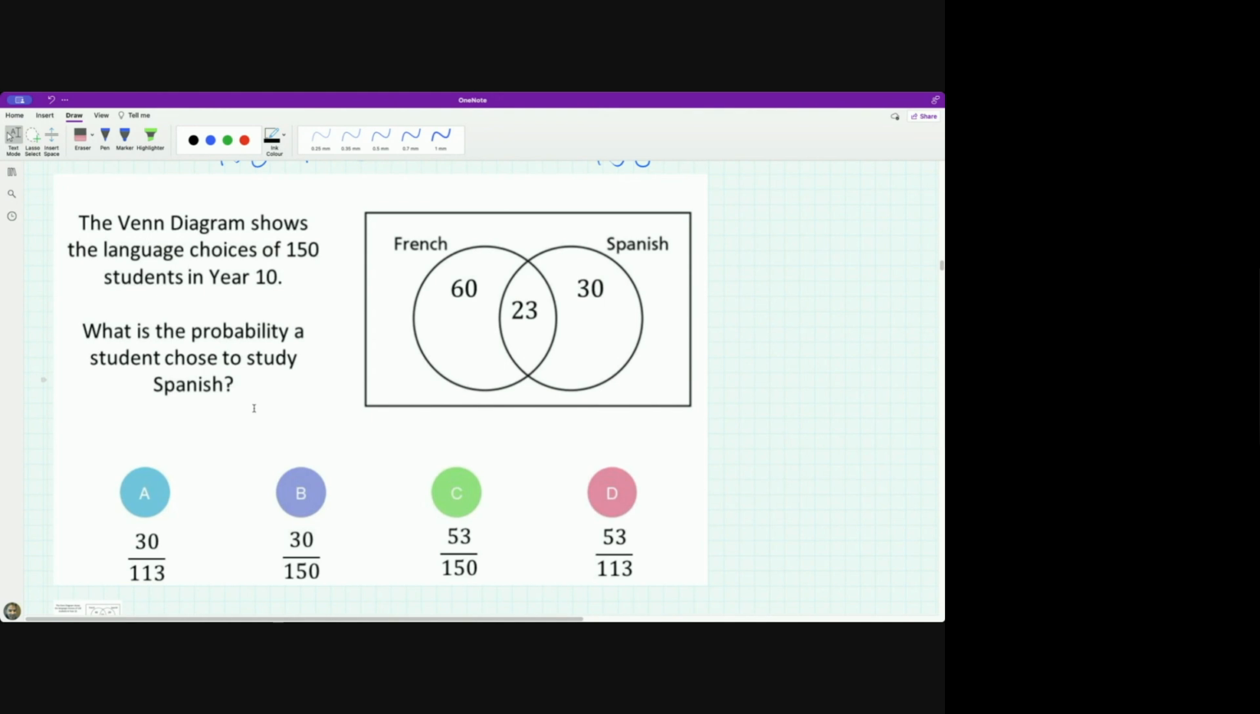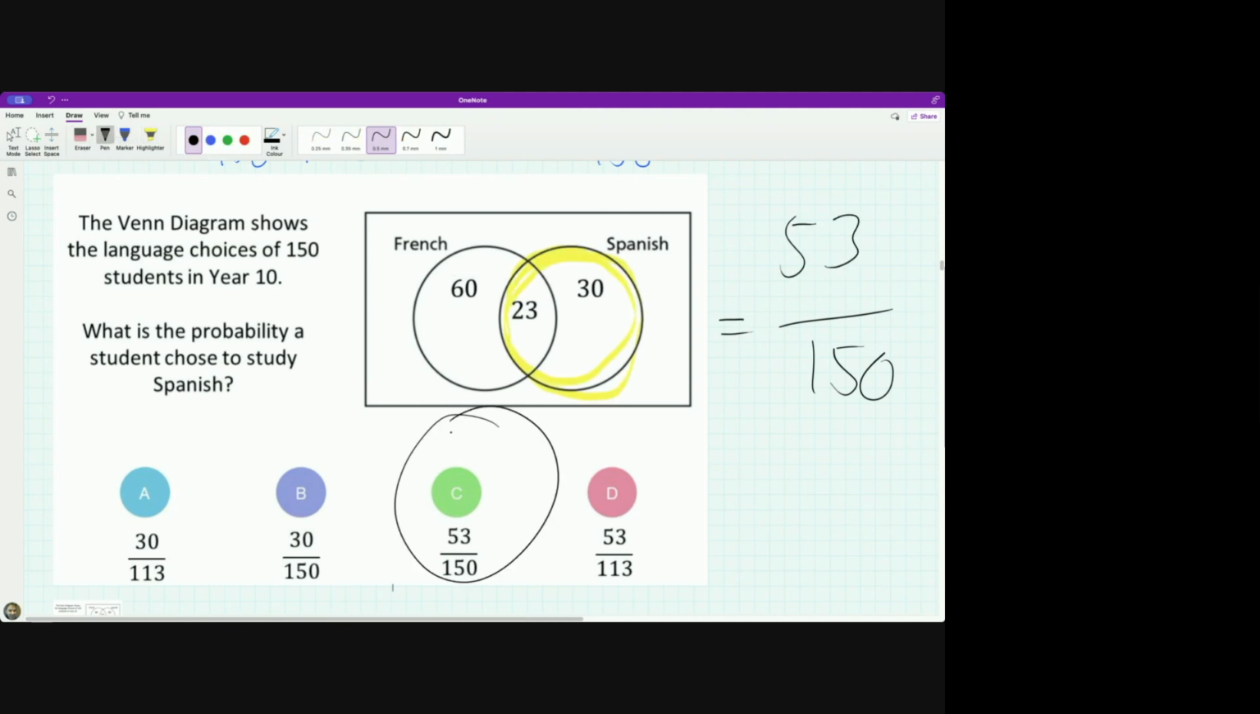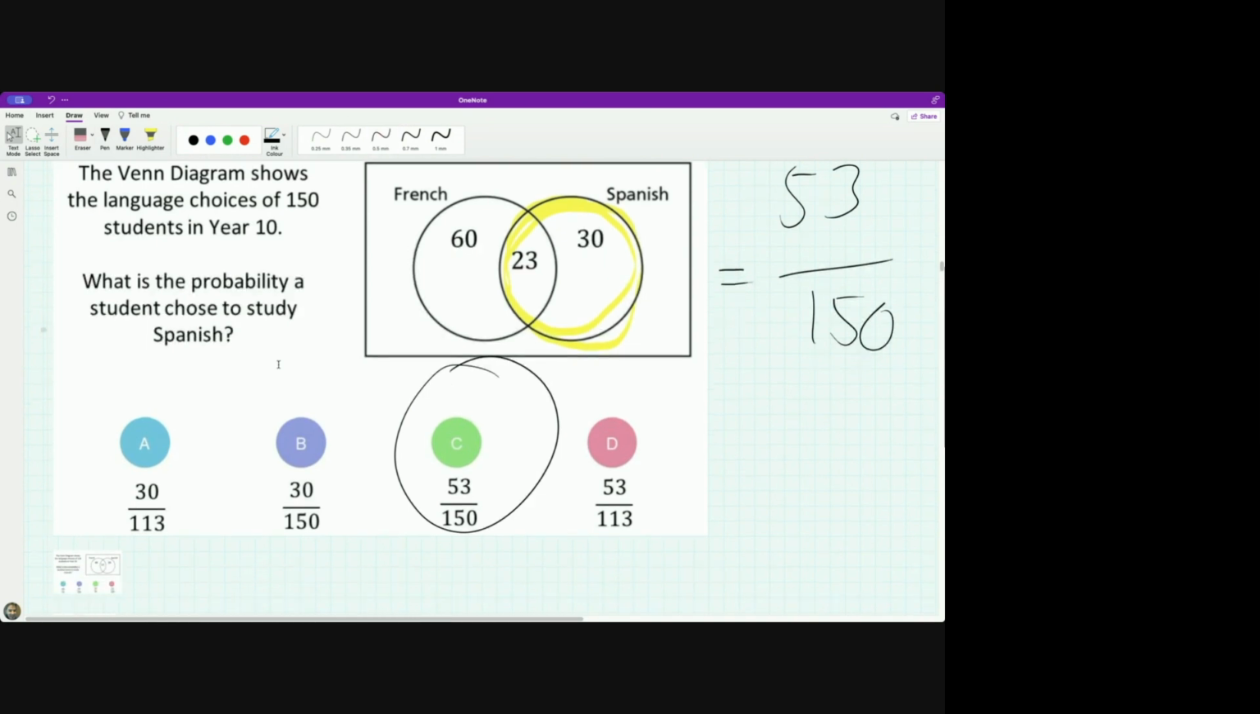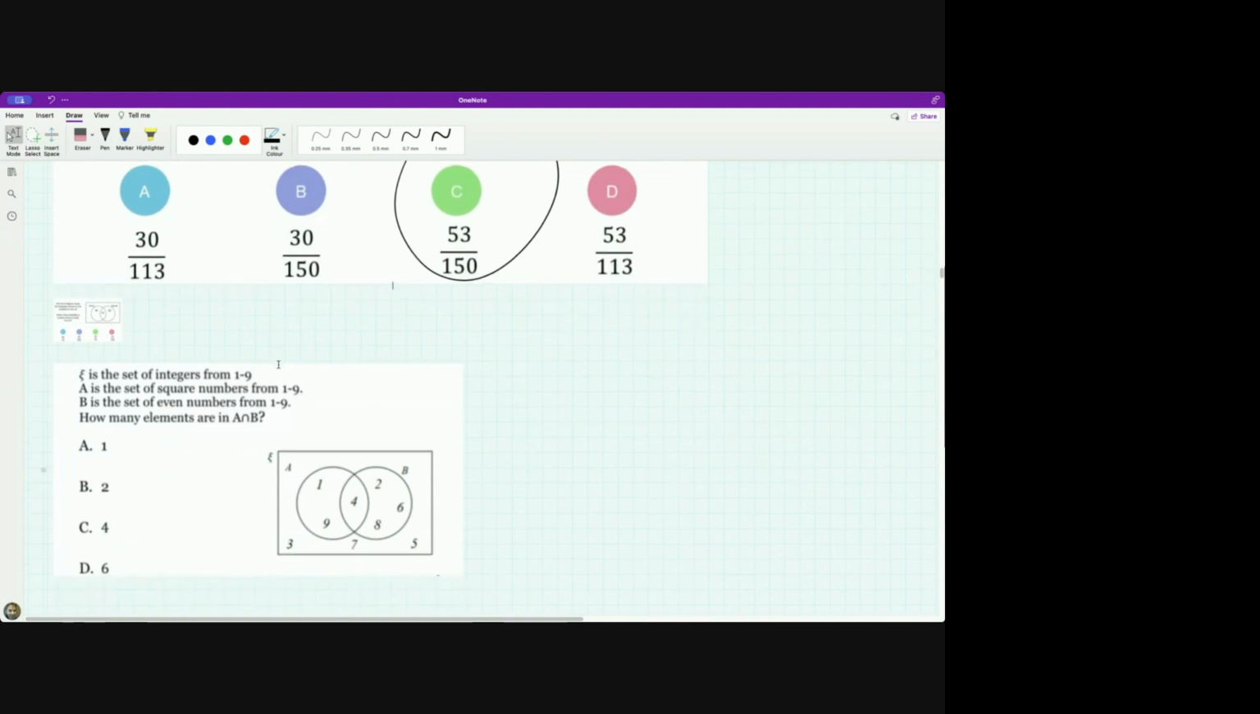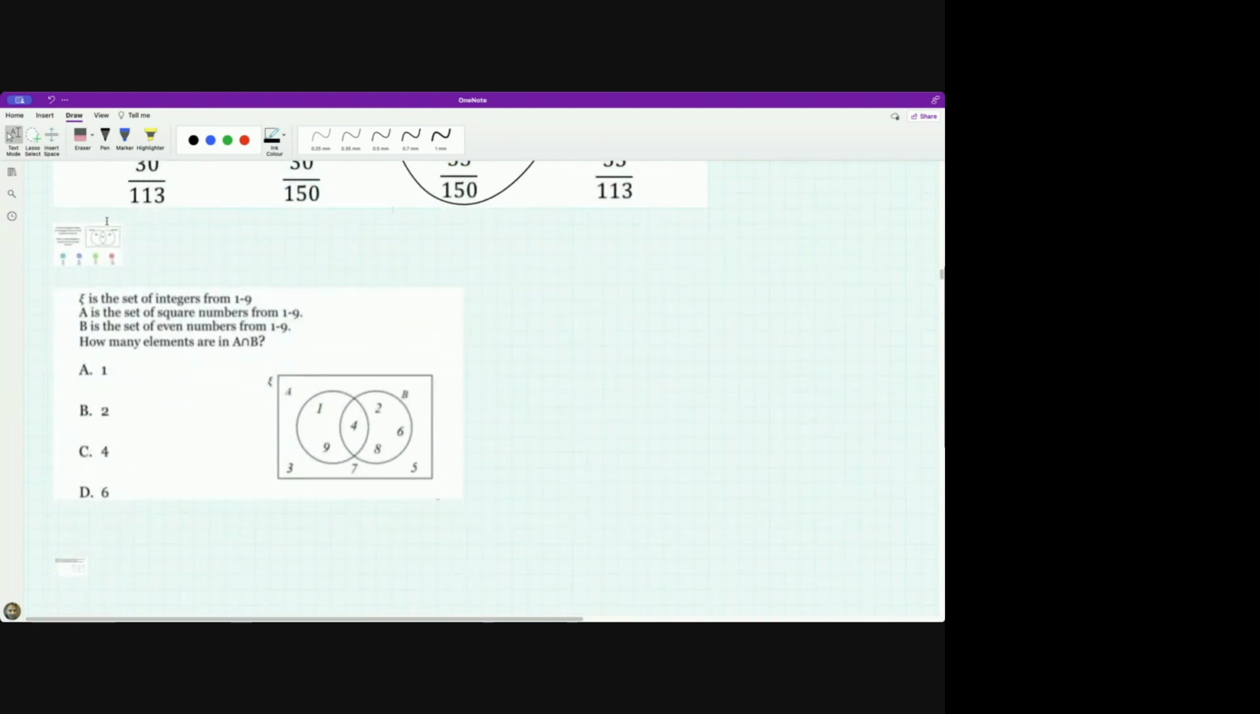Simtanda has locked in an answer. Let's see other people commit. Put your money where your mouth is here. So studying Spanish, well, there's 150 in total, but Spanish language speakers are this circle, which is 53 out of 150, which is C. Fantastic. Let's go on to, should we do this one?